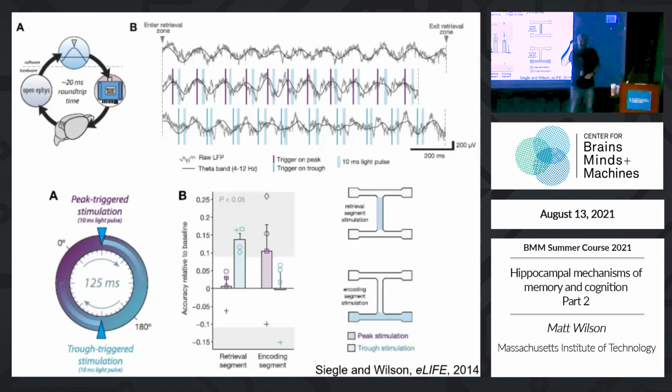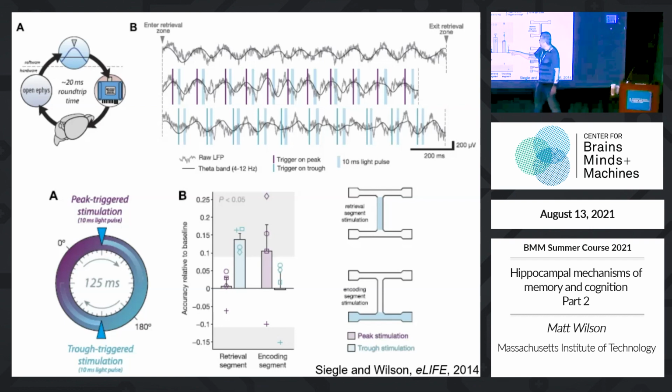He didn't find any of that. Surprisingly, when he inactivated hippocampal activity in this region, at a particular phase in the retrieval segment, in this case the trough, what he found was they got better. Turned off the hippocampus, particular phase, and they got better. You think, well, that's kind of weird.